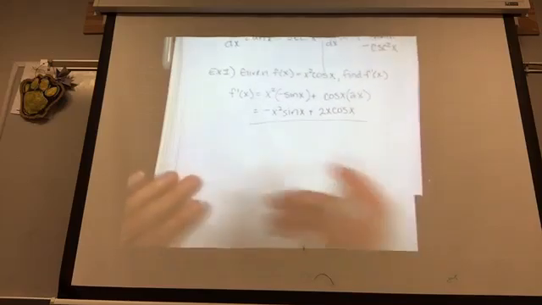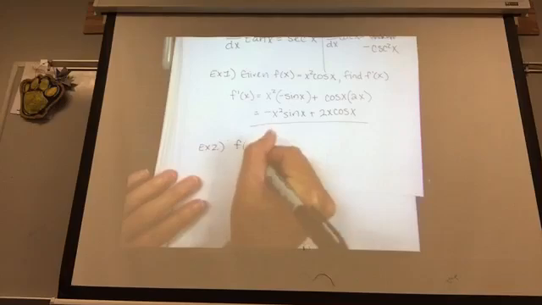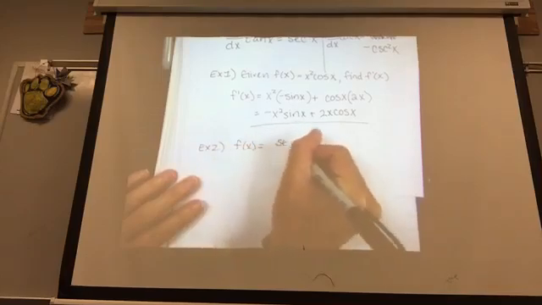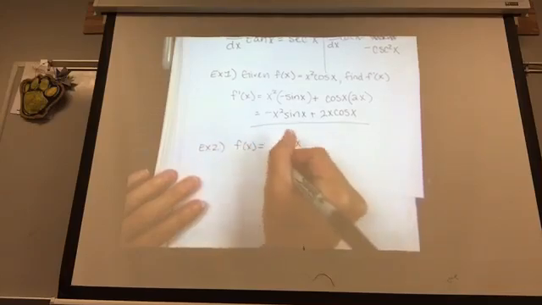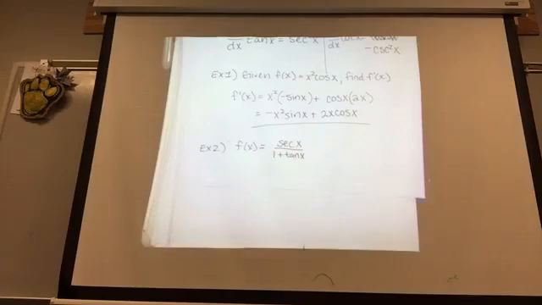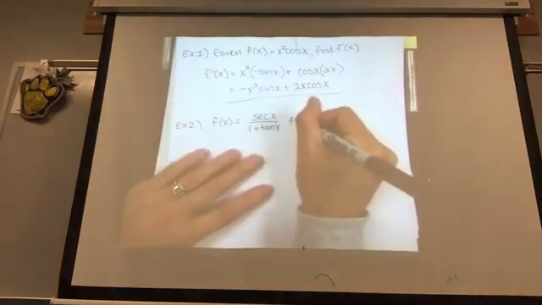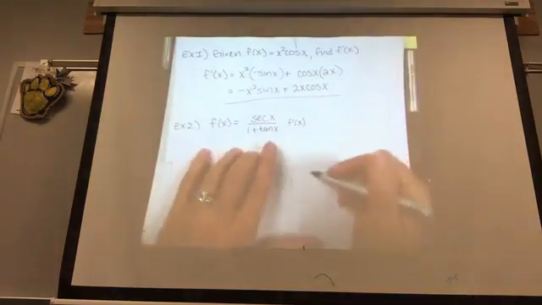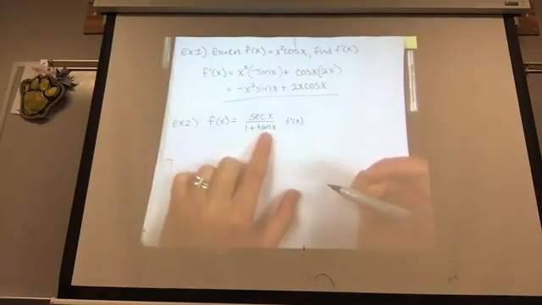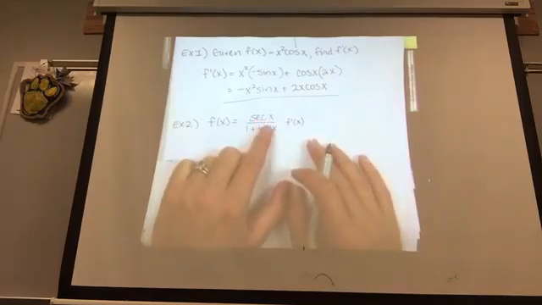Number 2, same thing, find f prime of x of f of x equal to secant of x divided by 1 plus tangent of x. What rule am I going to do this time? Quotient. Anyone know how the quotient rule starts? Second, second, the derivative. Good. The bottom times the derivative of the top, or low d high.